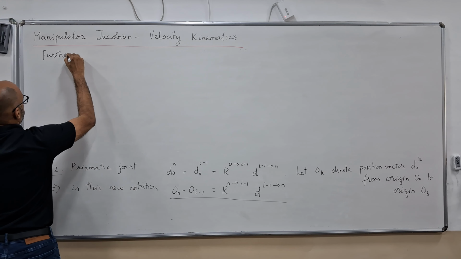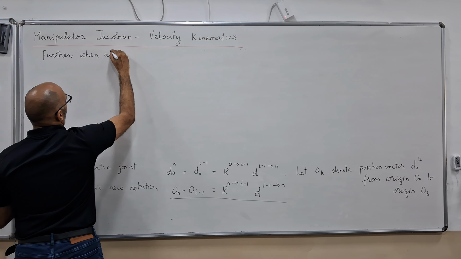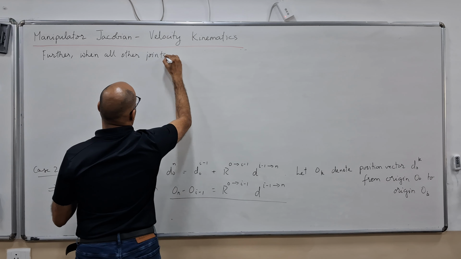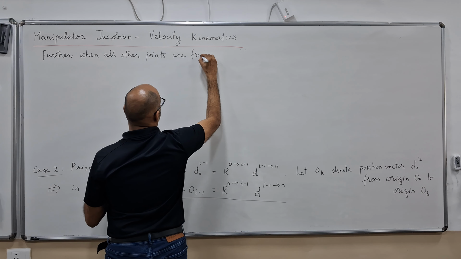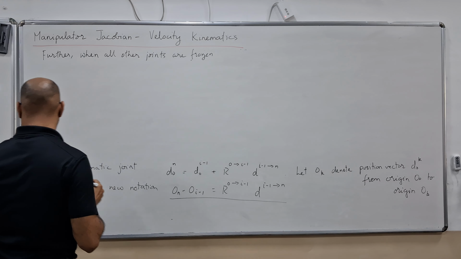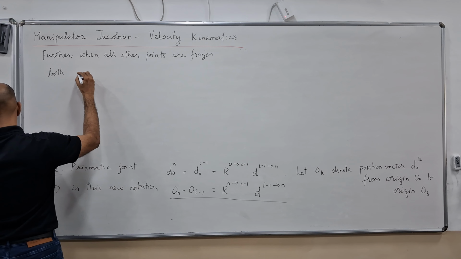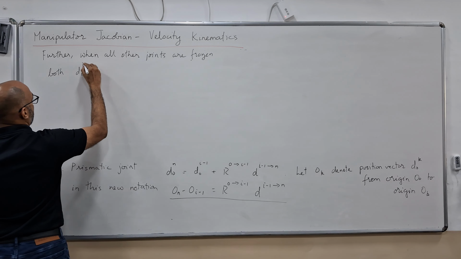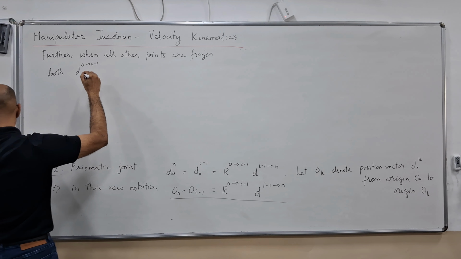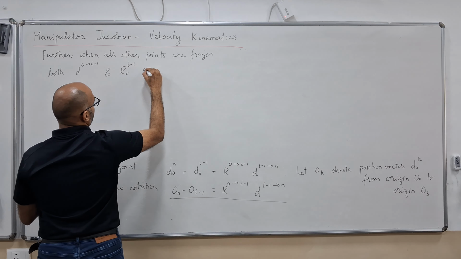So further, since all other joints are frozen, both d0 to i minus 1 and r0 to i minus 1 are constant.